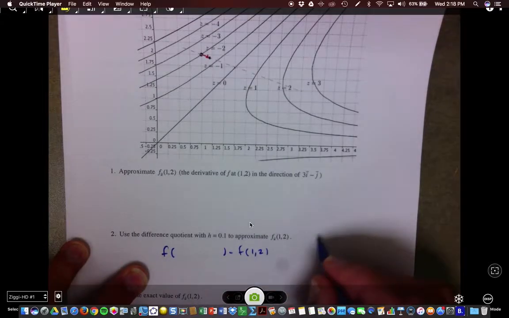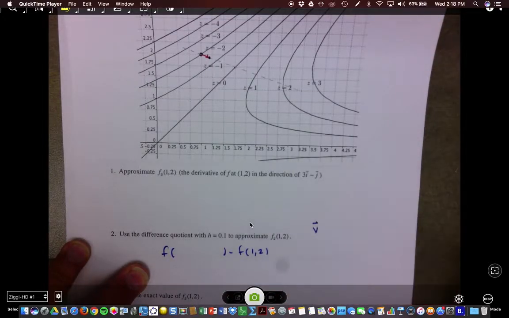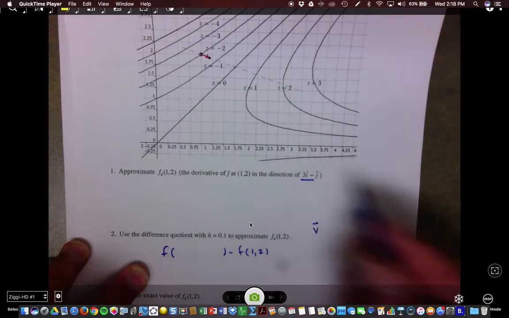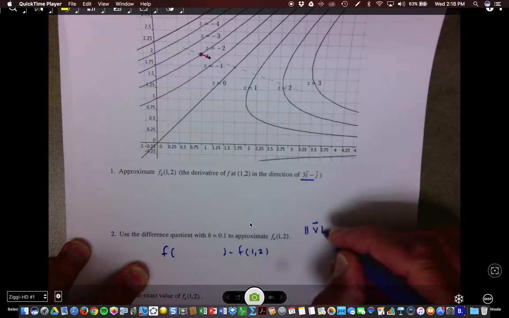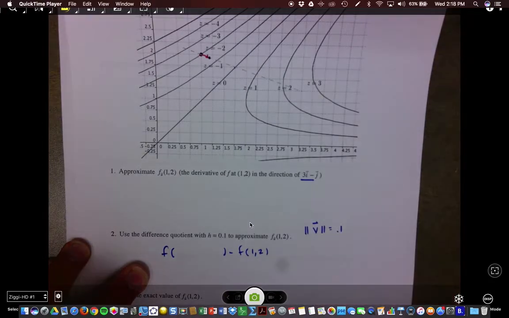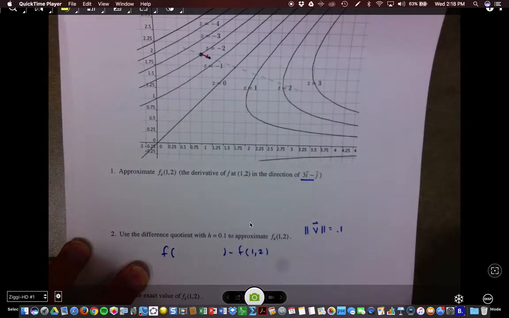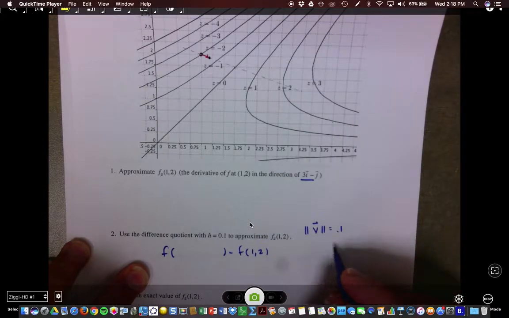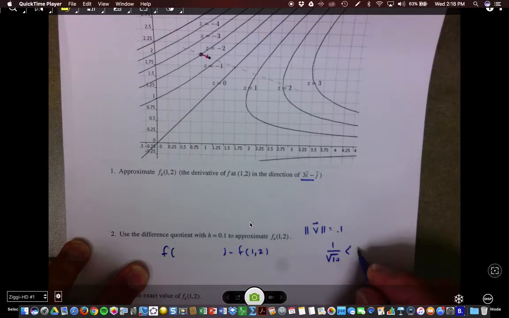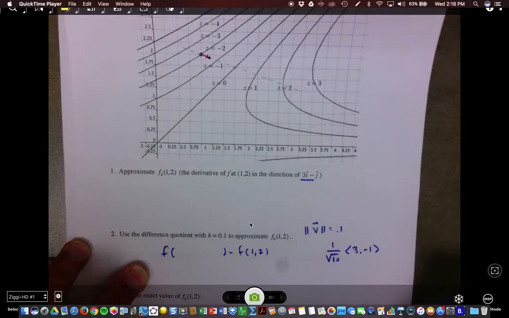So this vector that we're going to be using, the displacement vector, is not (3, -1). This vector is going to be in that direction, but we want its magnitude to be equal to 0.1. This is one of those problems where here's a vector, and I want a vector that points in the same direction but whose magnitude is 0.1. So the process was to first make it a unit vector. We would take the magnitude of this, which would be the square root of 9 plus 1, which is the square root of 10, and multiply its reciprocal by the vector (3, -1).